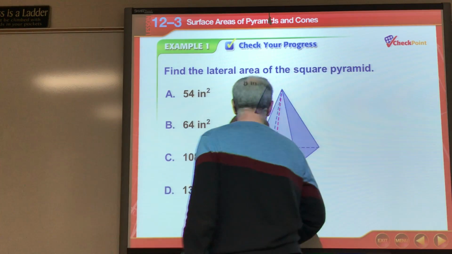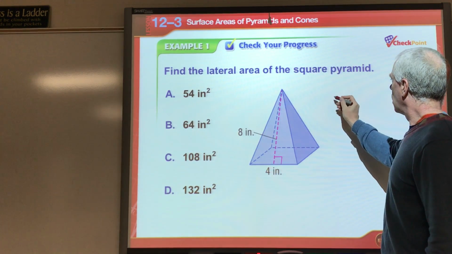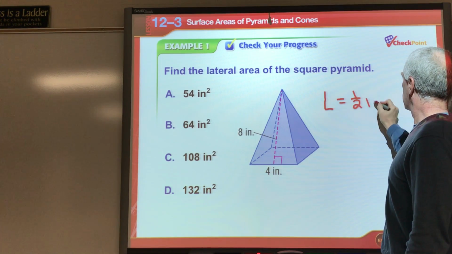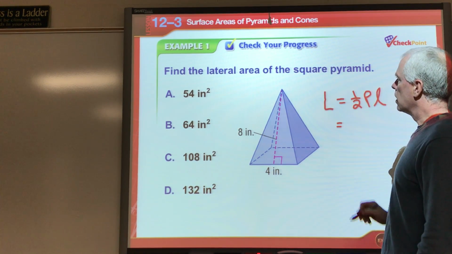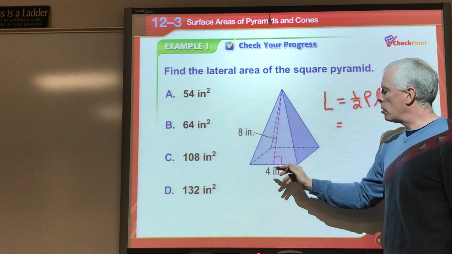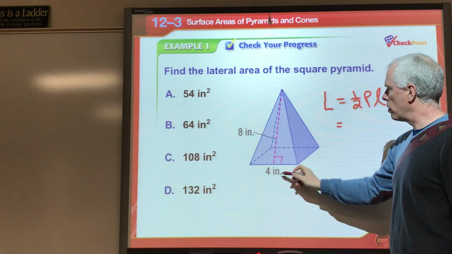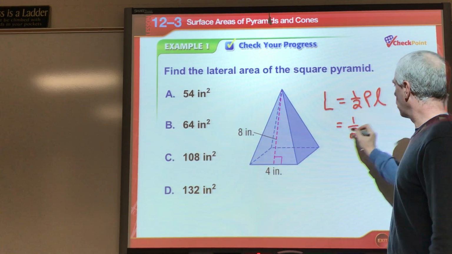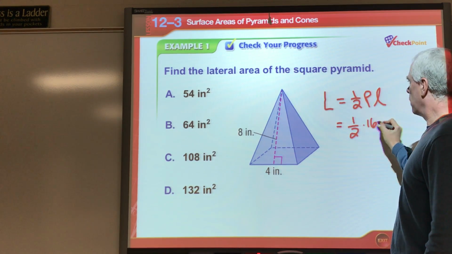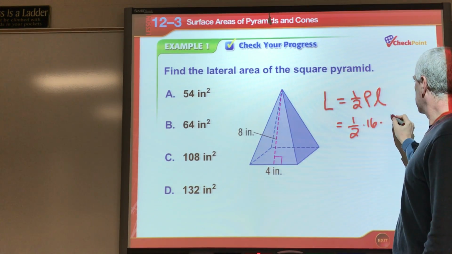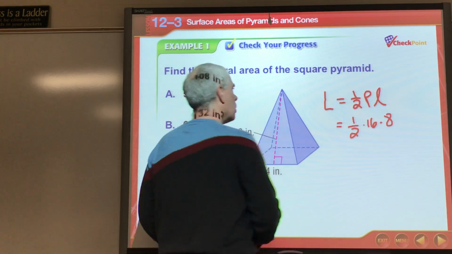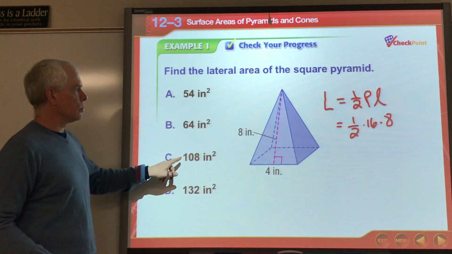All right, so our lateral area is 1/2 PL, okay? We have a square pyramid, so the base is a square, so the perimeter of the base is 4 times 4, or 16. And the slant height they've given us, that's 8. Well, 1/2 of 16 is 8, 8 times 8 is 64, so it looks like B is our answer for this one.